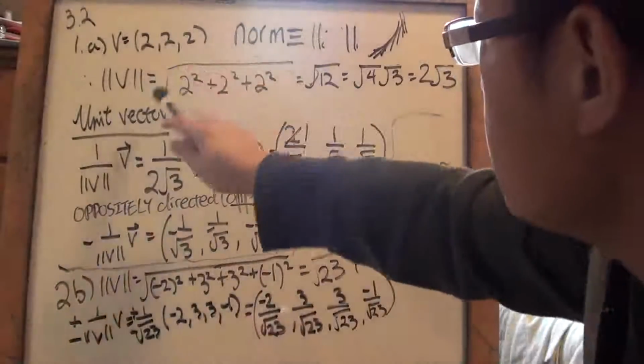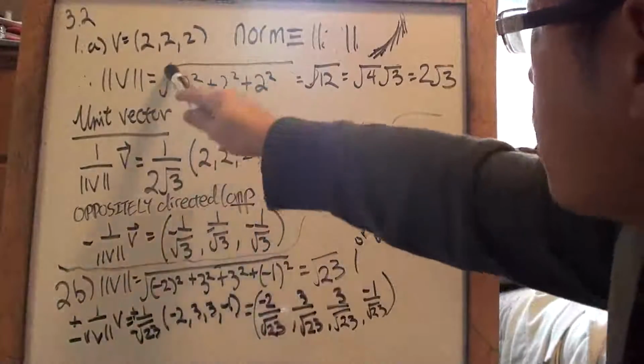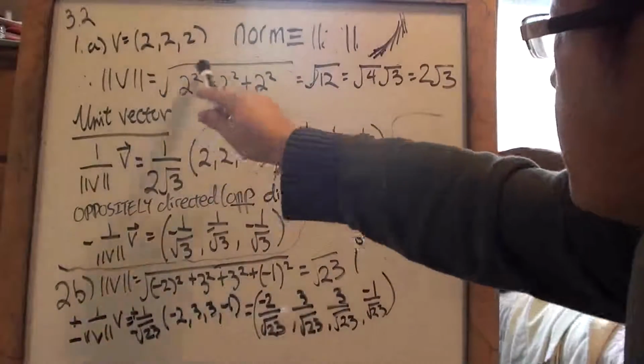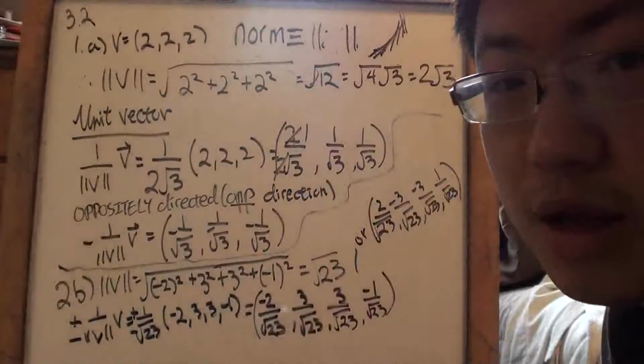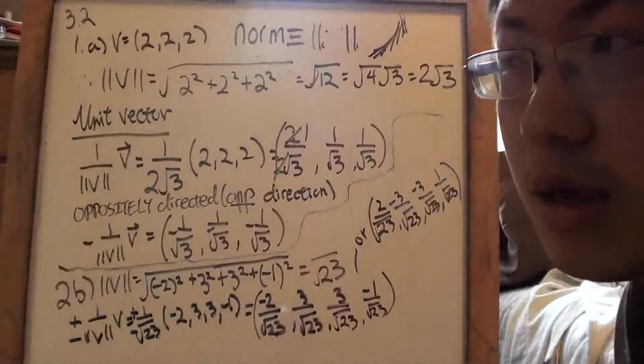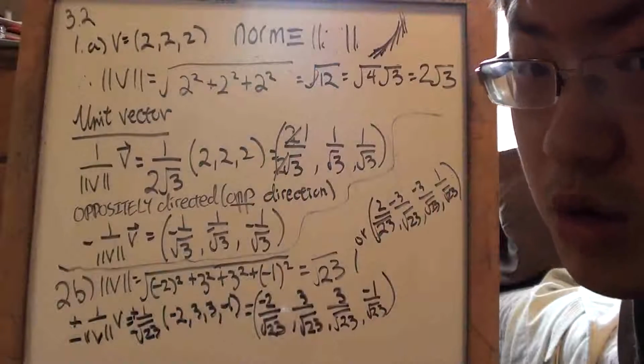So 2, 2, 2, it's going to be 2 squared plus 2 squared plus 2 squared, square root of the sum inside, and you have square root of 12. Now, because simplification isn't exactly the most important thing in linear algebra, you probably noticed that too.